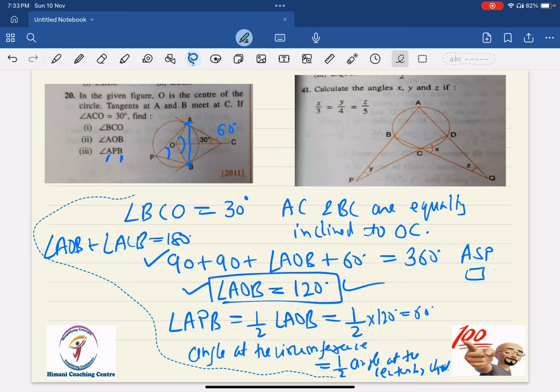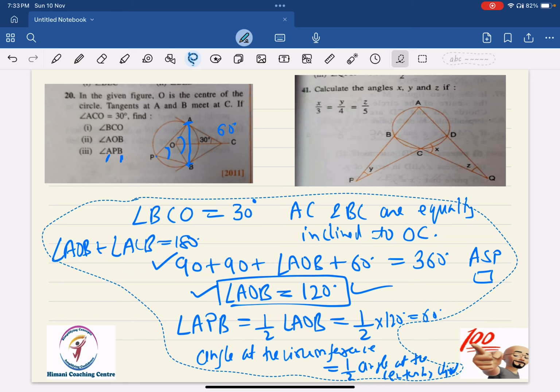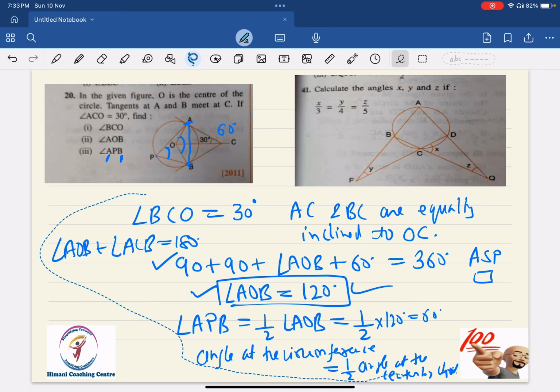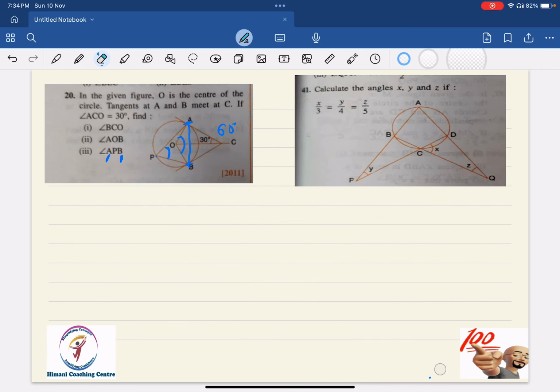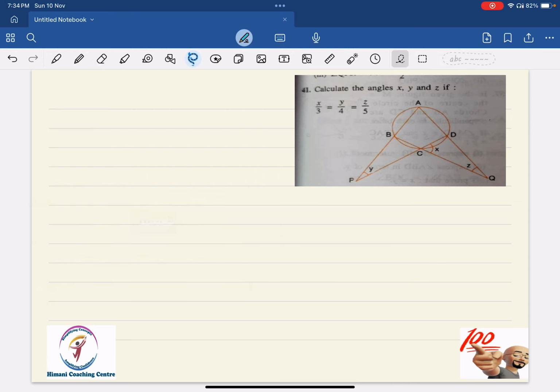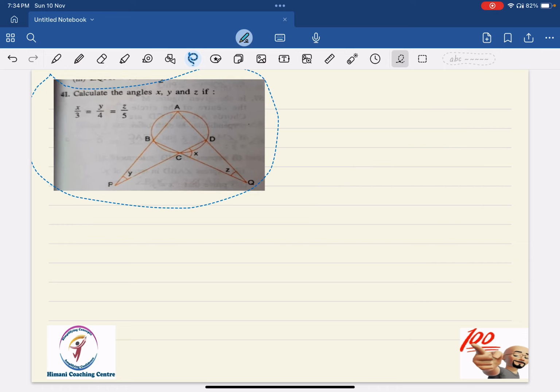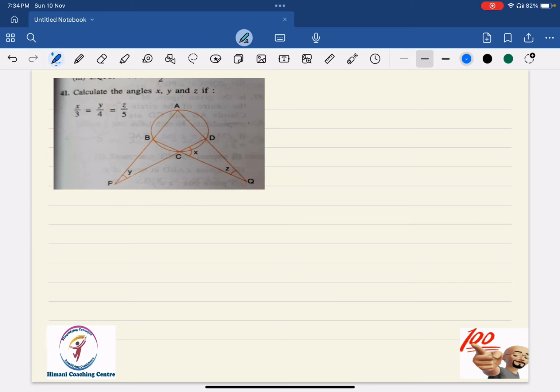Now let us look at the second question. So for now, I don't need this. So maybe I can just get rid of this. You can play the recording to see the question. Let us bring this question here now. Here we are given this question that calculate angle x, y, and z if x by 3 equals y by 4 equals z by 5. Whenever we are given something like this, our first job is these are ratios.